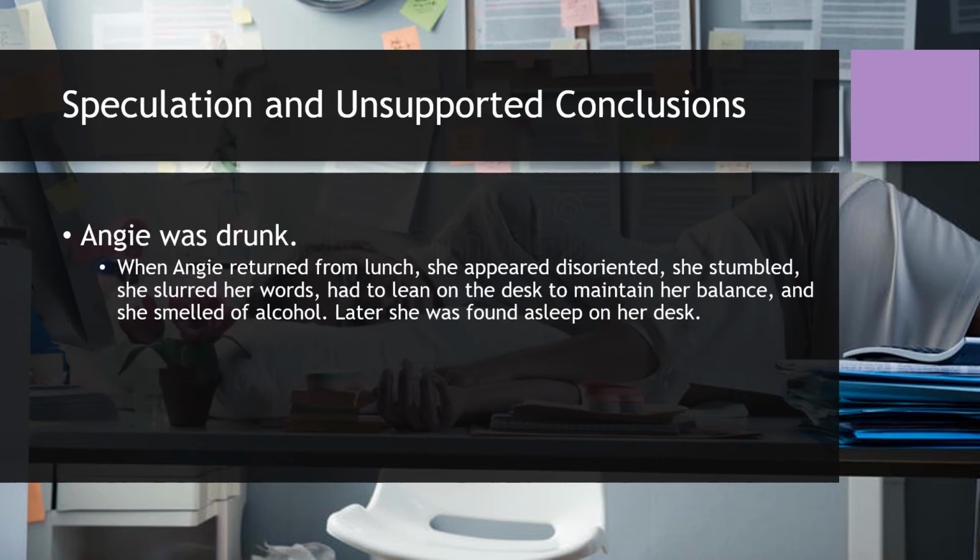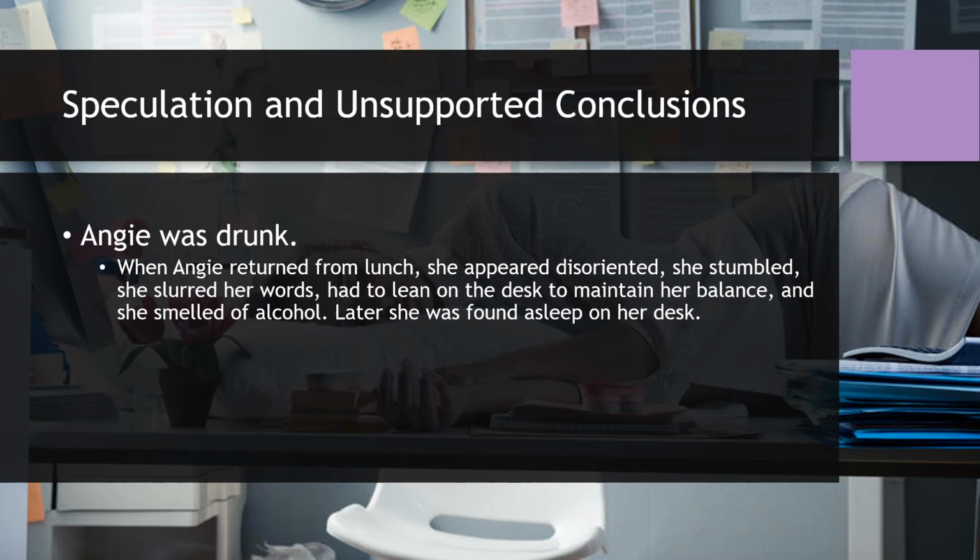This is a much better statement that you can make, or document that you can substantiate. "When Angie returned from lunch, she appeared disoriented, she stumbled, she slurred her words, had to lean on the desk to maintain her balance, smelled of alcohol. Later, she was found asleep on her desk." Those are all facts.